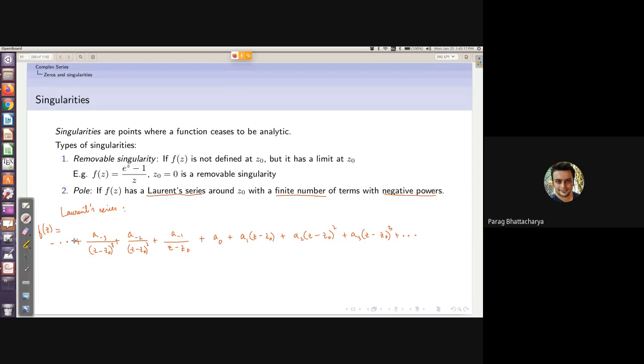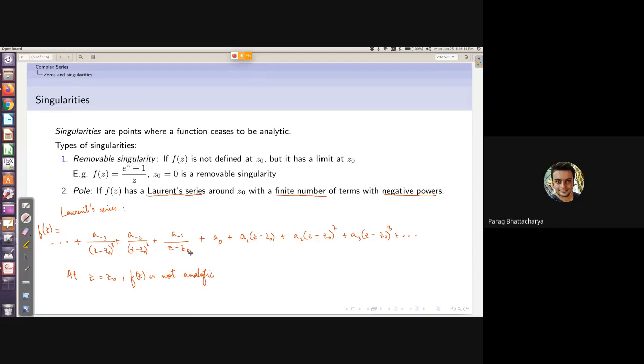Now, what is a pole? A pole is also a singularity. Which is the point at which the function is not defined? Just by looking at it, at z equals z naught, the function f of z is not analytic. It's no longer defined. Put z naught here, z minus z naught gives 0, so we have 1 by 0. All these negative power terms become 1 by 0, so this function is not analytic. So z equals z naught is a singularity. What kind of singularity is this? This is a pole when it has a Laurent series with a finite number of terms with negative powers.